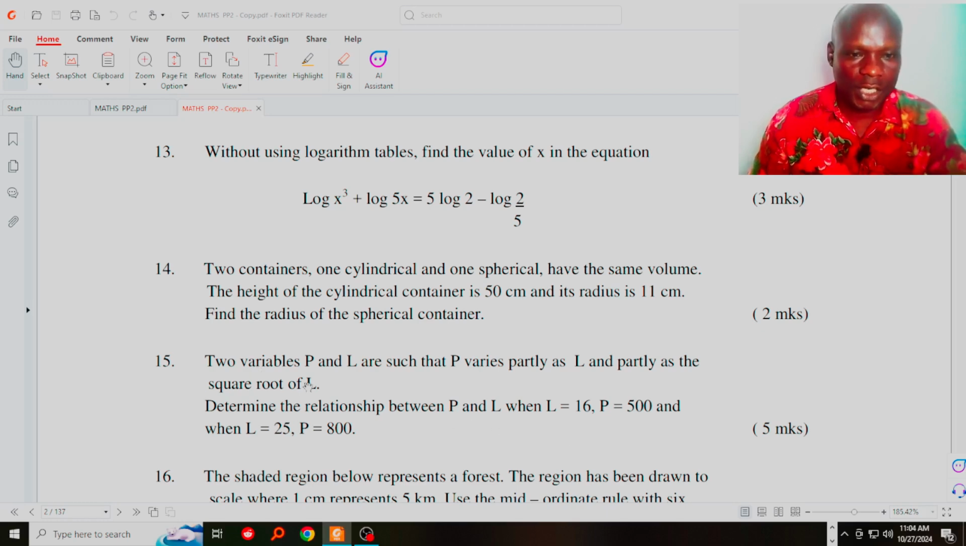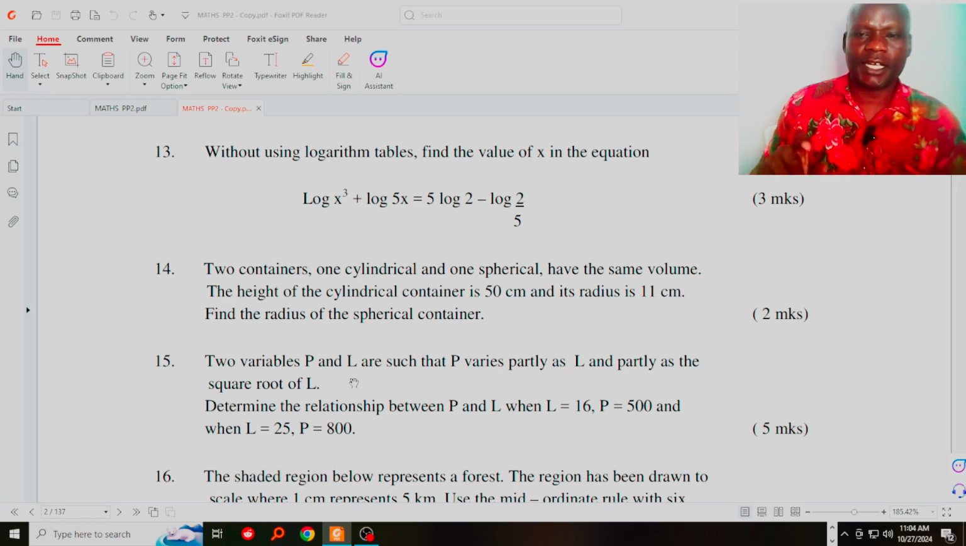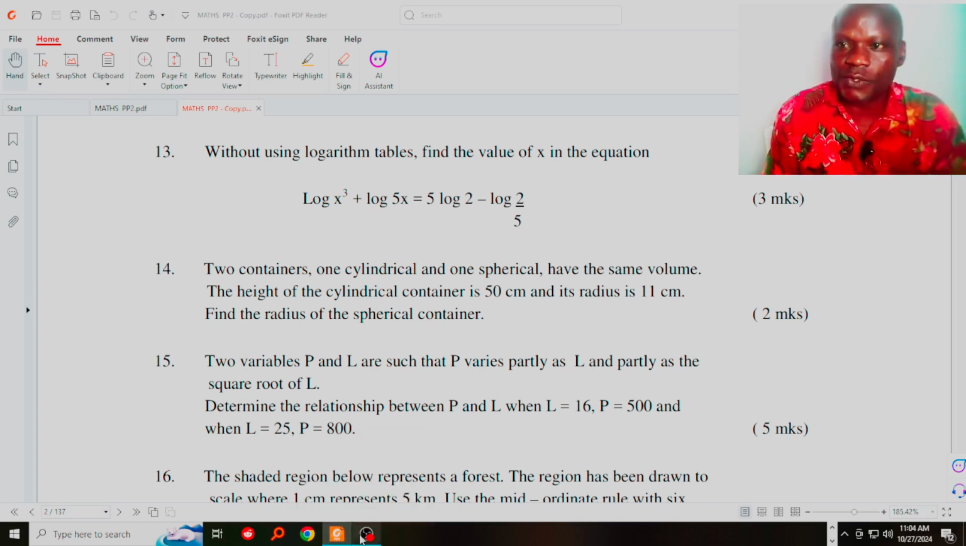So we see P here is the dependent variable, and L is independent, but it varies partly as L and partly as the square root of L. The aspect of "and" means that we'll bring in addition. So let's see how we construct that until we get our solution.